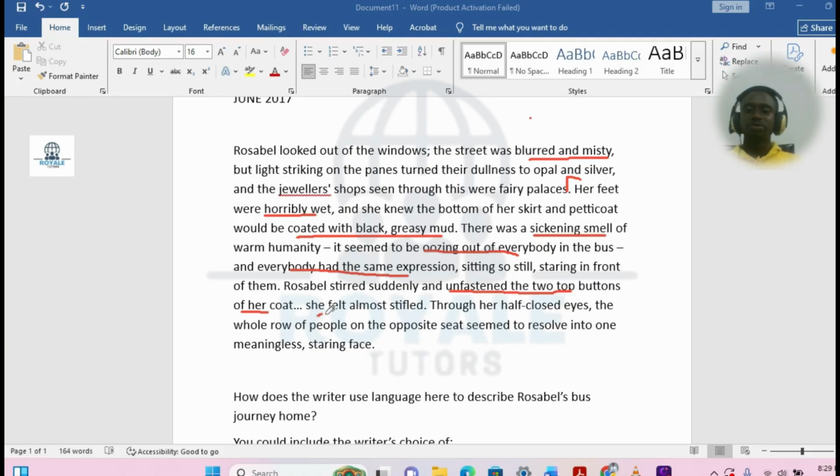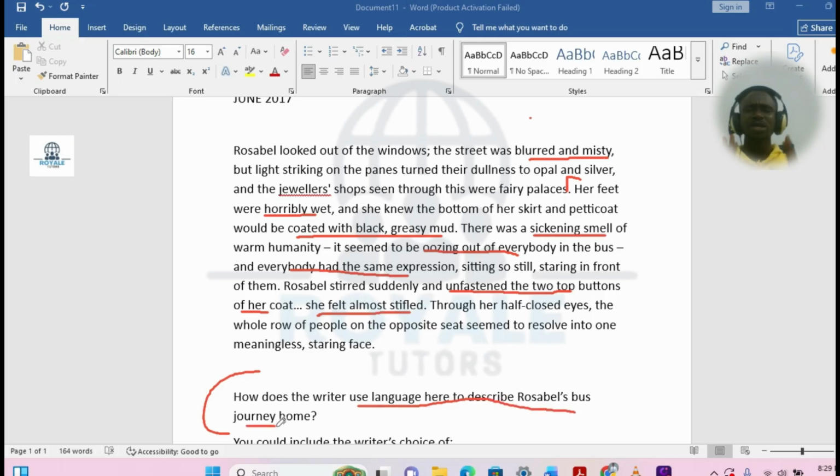That means she probably felt uncomfortable. All right, so she felt almost stifled. You need to zoom in for you to be able to get your point for this paragraph. So the question is, how does the writer use the language here to describe Roosevelt's bus journey home?